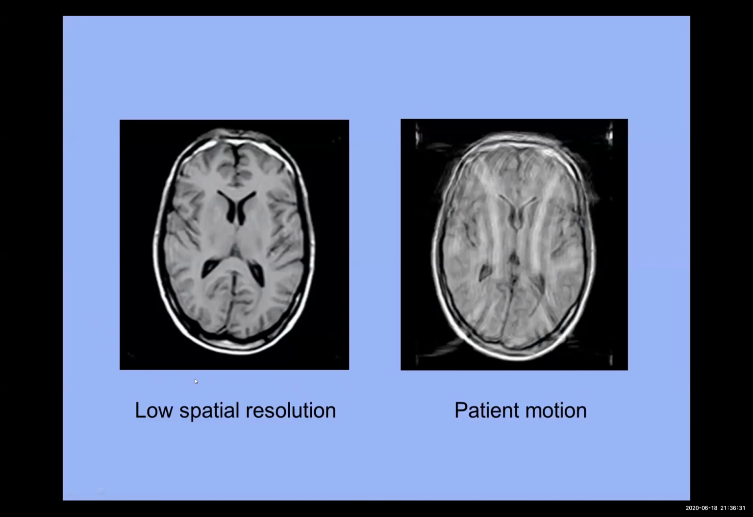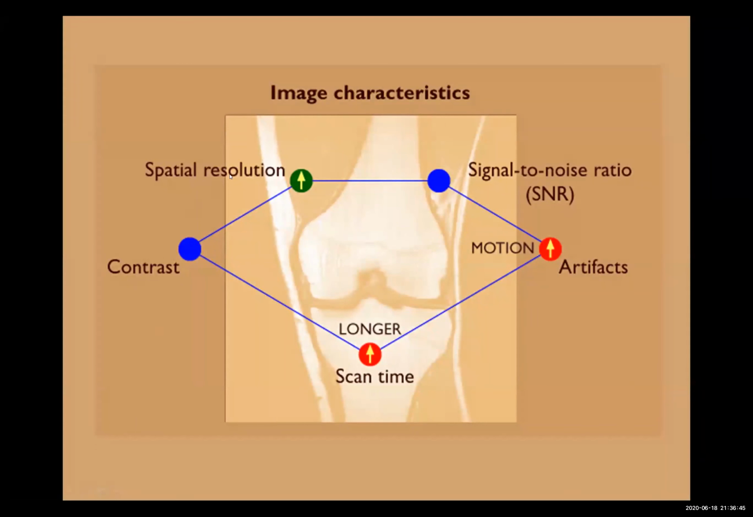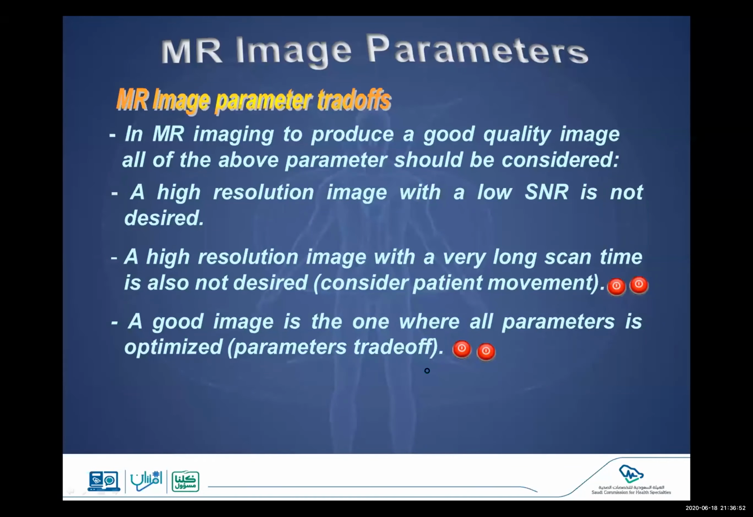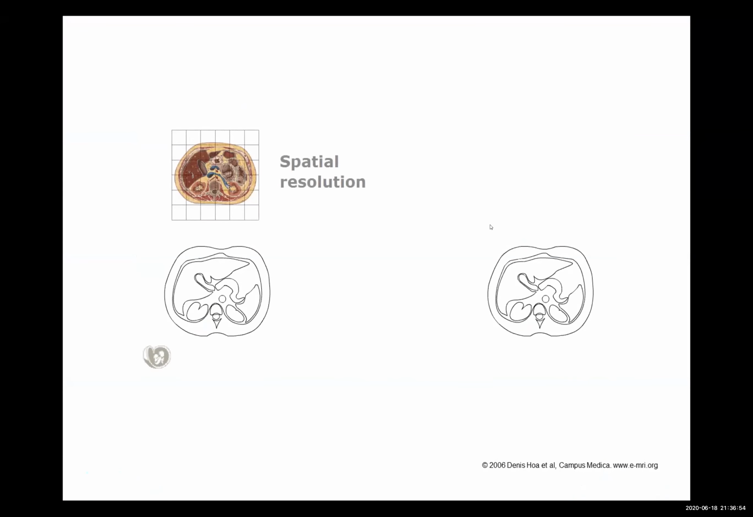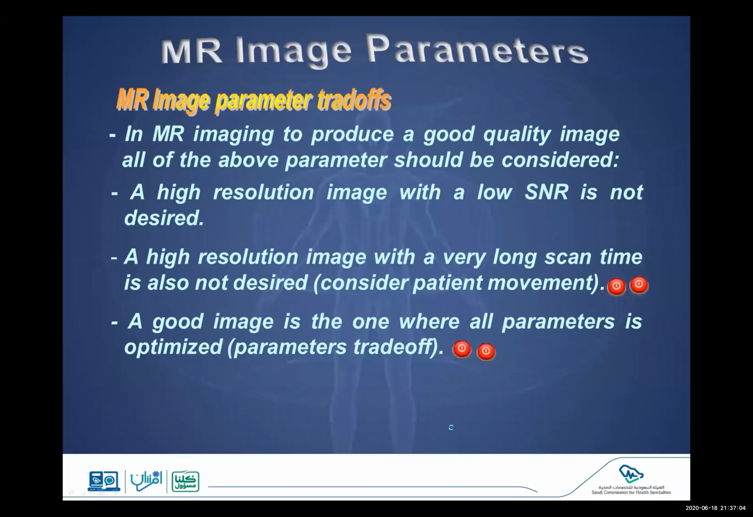So bear in mind resolution and signal to noise ratio, but again, don't forget that the patient might move and you will lose everything. A good image is the one where all parameters are optimized. For example, spatial resolution, signal to noise ratio, artifacts, scan time, contrast, all should be considered in the image. This is again the last slide. All of these parameters are combined to produce the final MR images. So all has to be in mind.